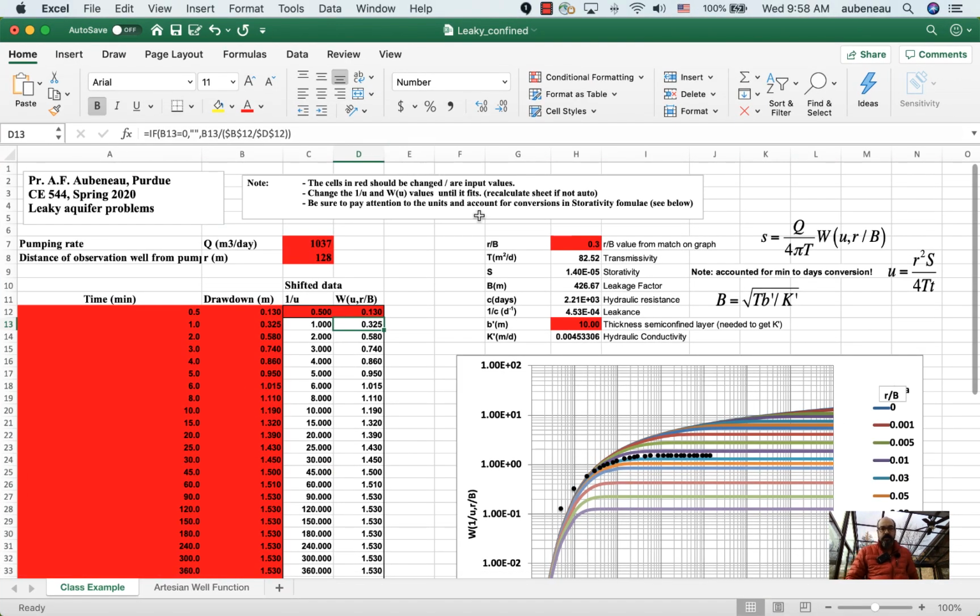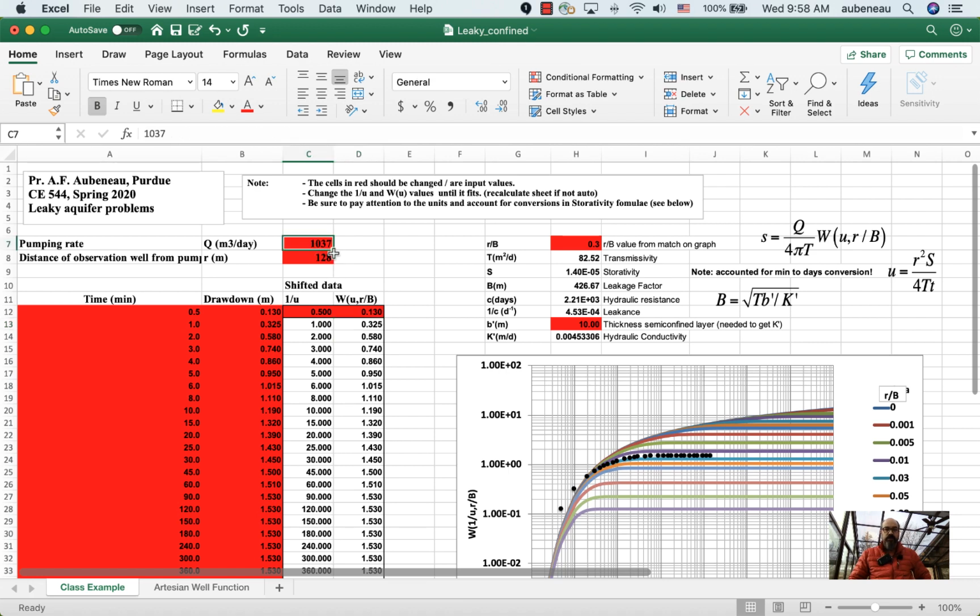Okay, so now we're in the actual program Excel. You can see this interface is really simple. And again, this is only for completely confined and leaky aquifers. Next week I will do the unconfined cases, and I have another interface for those. But for now, just to show you how it works, this is the same data as we just used manually. So you recognize the data, right?